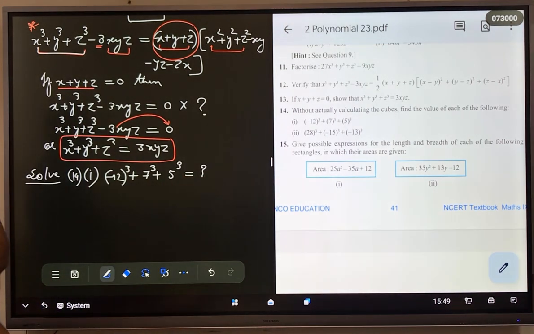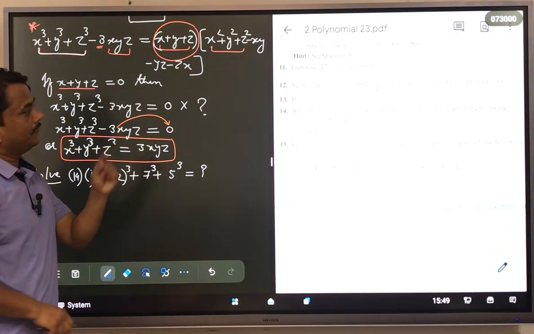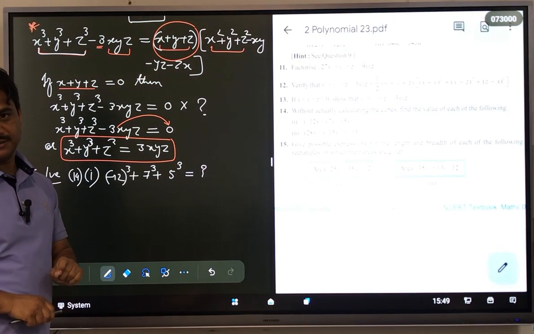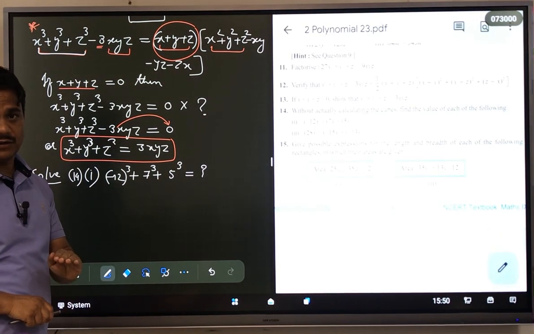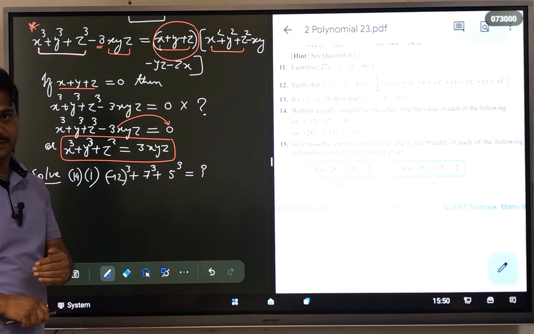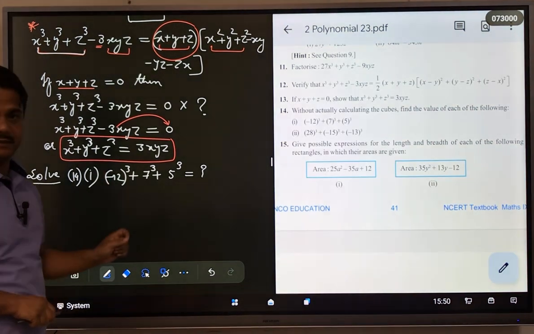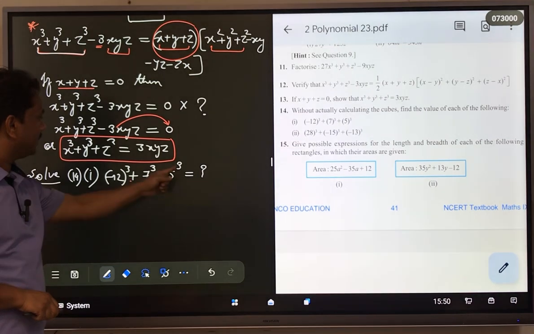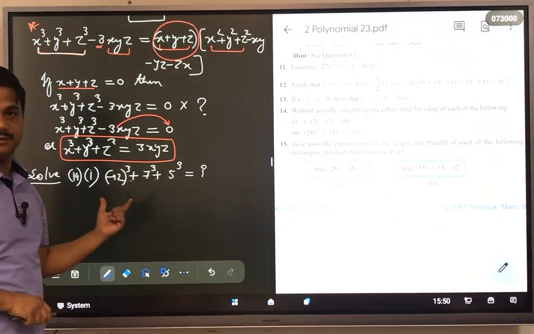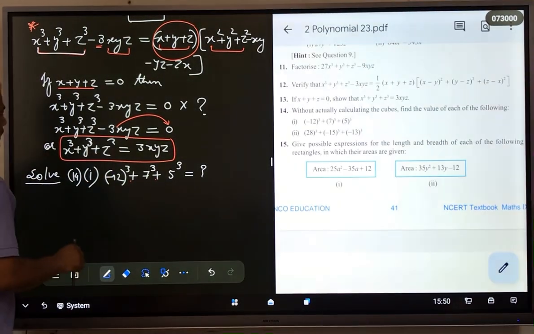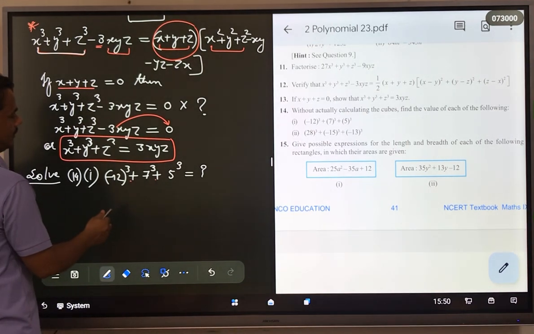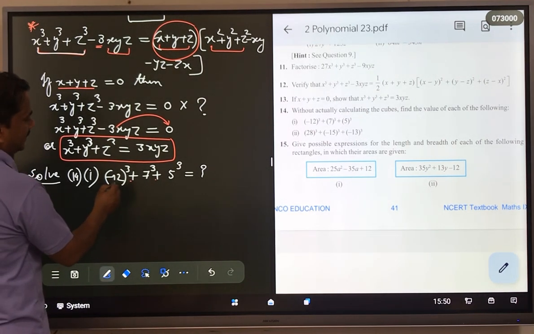The question is giving the instruction to do it without actually calculating the cubes. The calculation of the cube does not matter here. We have to observe the pattern, the sum of three quantities as a cube sum. So first we will check their linear sum.